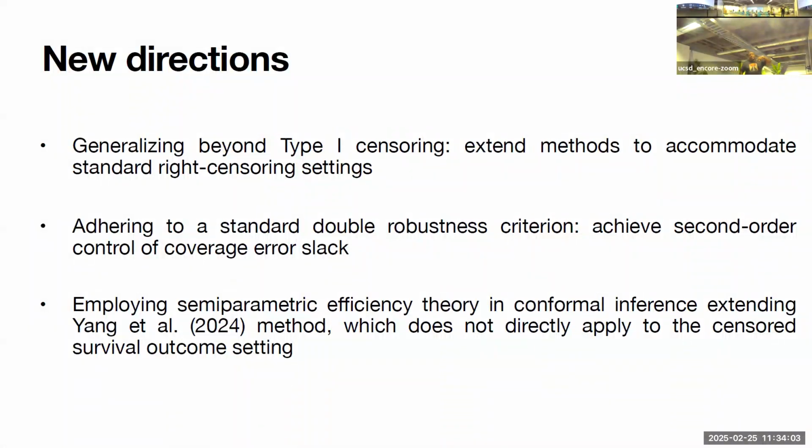All right, so the new direction here is to generalize beyond type 1 censoring. We will no longer assume that the censoring time is always observed. We extend methods to accommodate standard right censoring settings, and adhere to a standard double robustness criterion. This is a little bit of a technical point; if I have some time, I'll describe what it means. And we use semiparametric efficiency theory in the context of conformal prediction, therefore extending the Yang paper, as that method does not directly apply to this current setting.